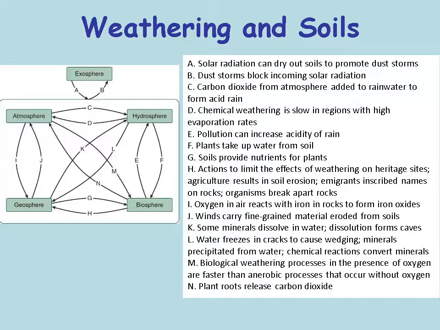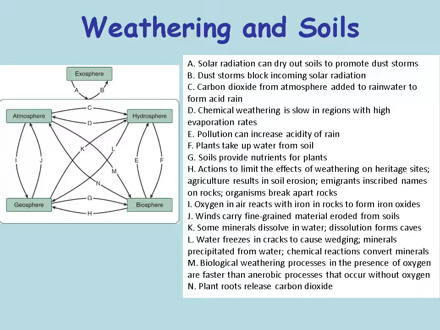C and D, atmosphere to hydrosphere. The carbon dioxide from the atmosphere adds to rainwater to form acid rain, and so chemical weathering is slow in regions with high evaporation rates. So both of those have to do with how the atmosphere and hydrosphere interrelate.